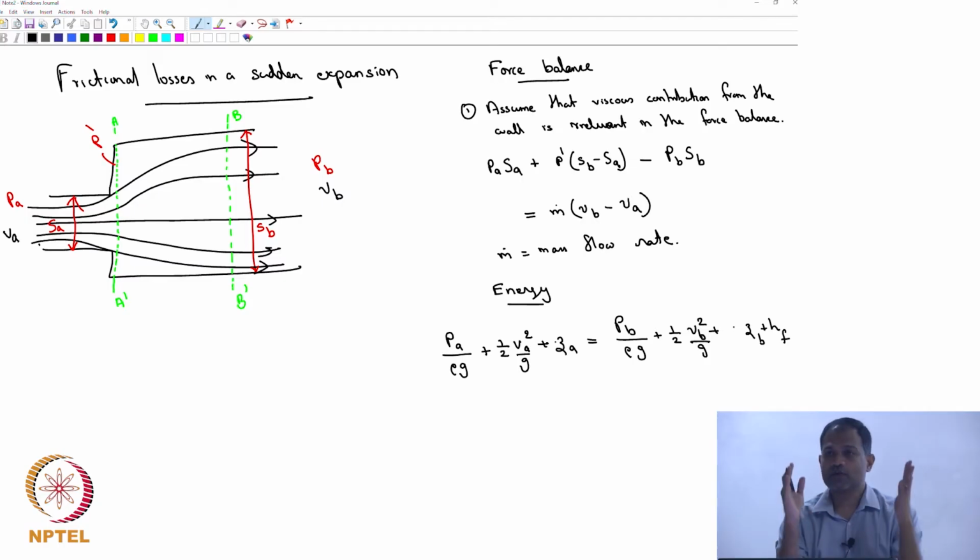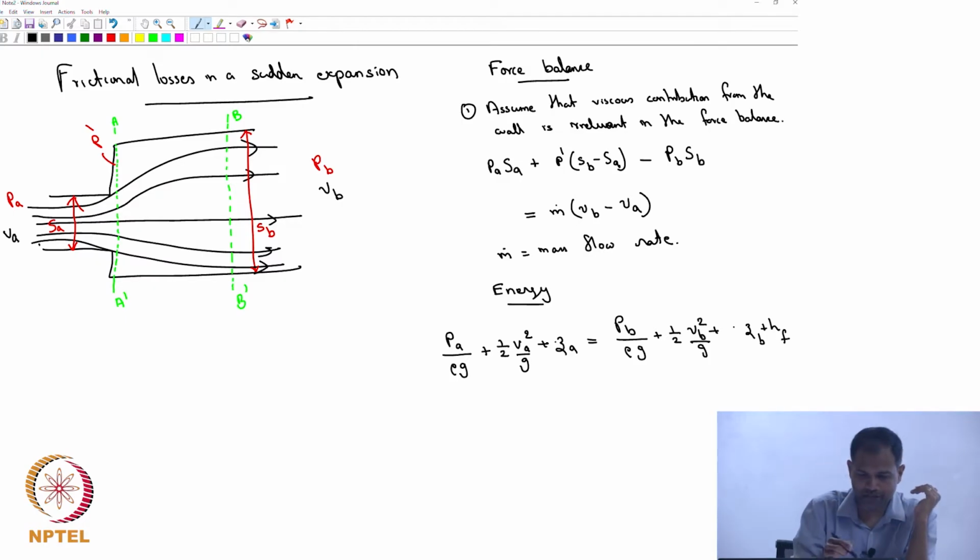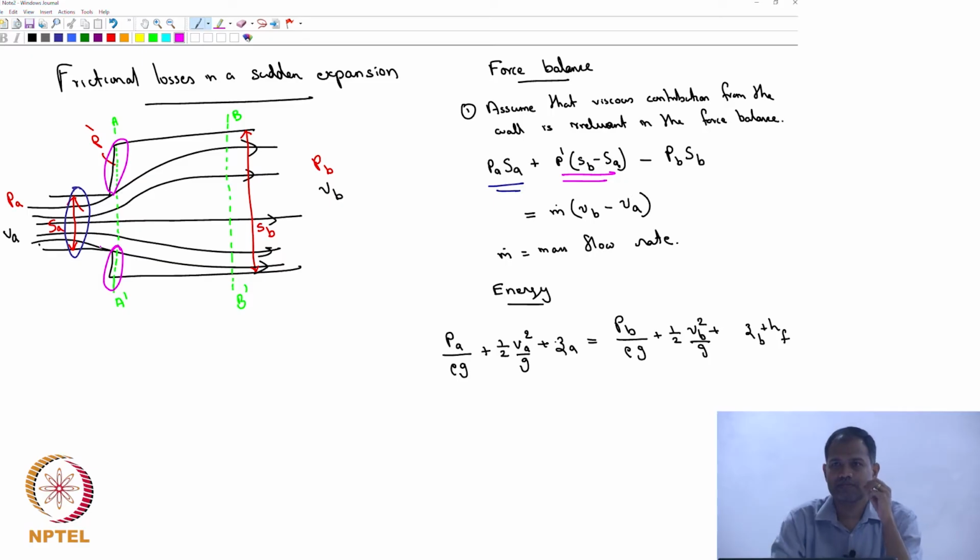So we are looking at the total force exerted in the flow direction. So it's just pressure times area. So you have this coming from that part, and this coming from this part. Pressure on the wall.